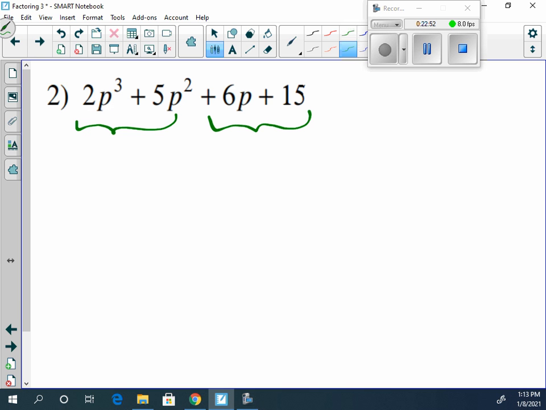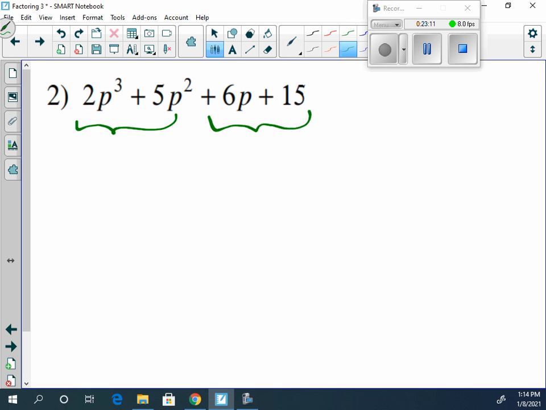Now, factoring by grouping, or this greatest common factor 2 or 3 times, only works with 4 or more terms. It only works with 4 or more terms. And it really works best with an even amount of terms. So 4, 6, 8, 10. It works better when we have an even number.